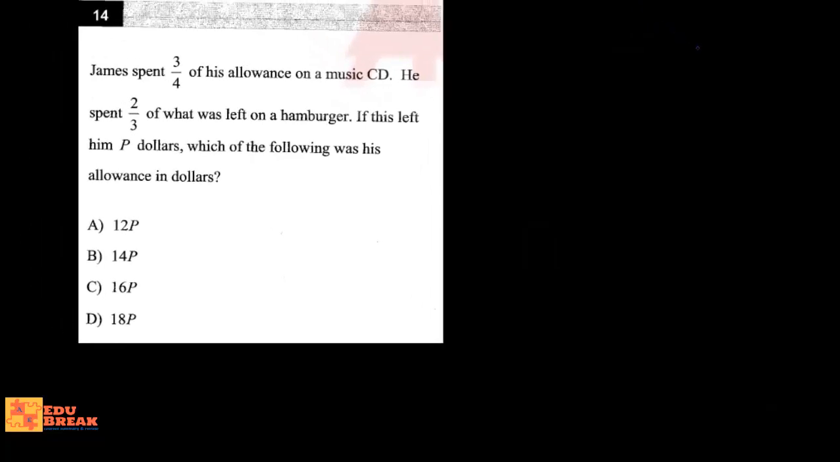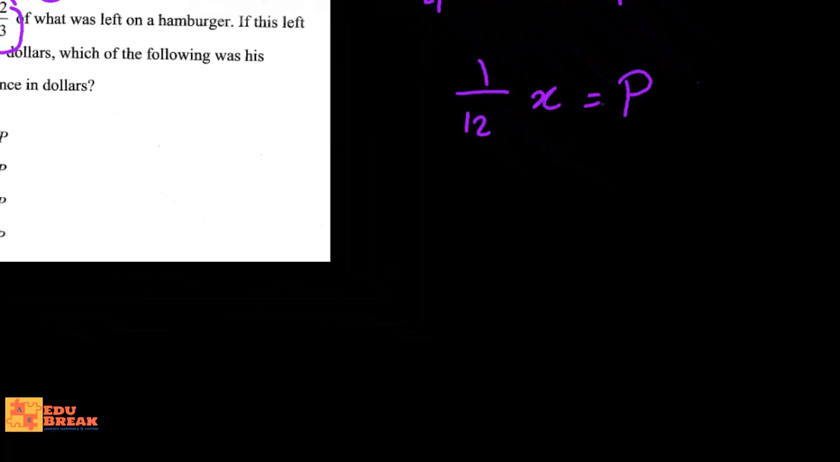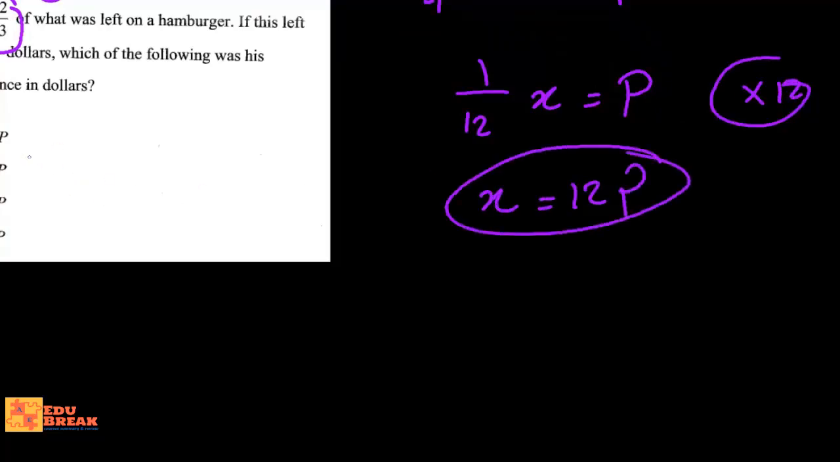James spent 3 over 4 of his allowance on a music CD. He spent 2 over 3 of what was left on a hamburger. If this left him $P, which of the following was his allowance in dollars? Okay, we want to find his allowance in dollars. Suppose it is X. So what is left from 3/4 equals 1/4. And the money left from 2/3 is a third, equals P. Okay, so it will be 1/3 times 1/4 equals 1/12. X equals P times 12 for both sides, so X equals 12P. So the answer is 8, yes. Next question.